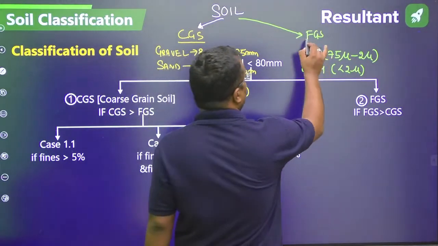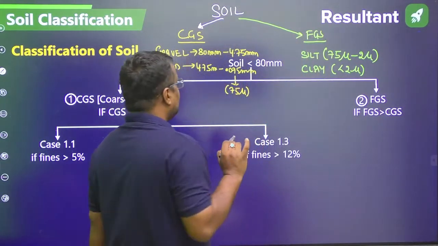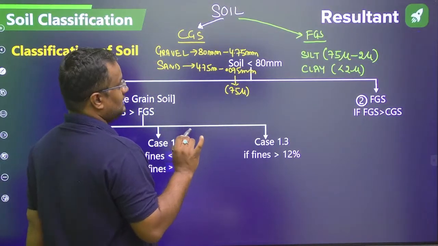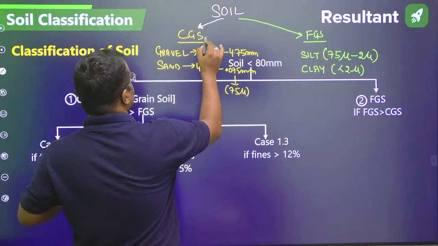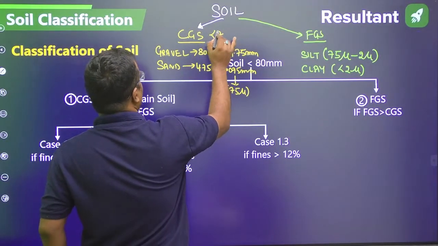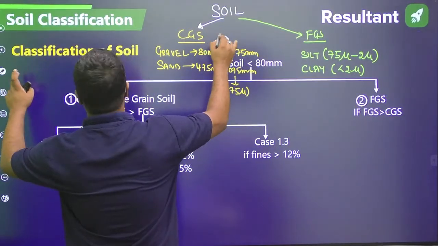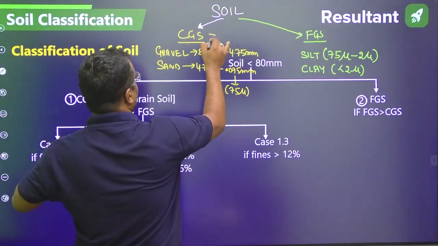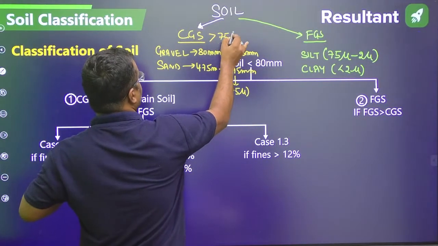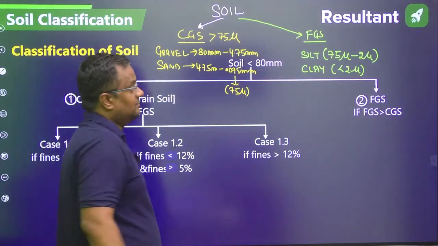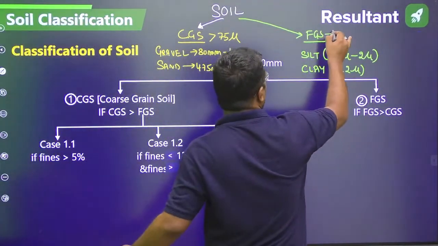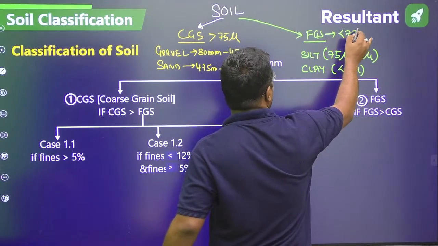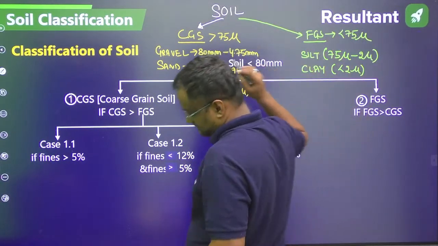Okay, so coarse grain soil is that soil where the size is greater than 75 micron, that is 0.075 mm. And fine grain soil is that soil where the size is less than 75 micron.